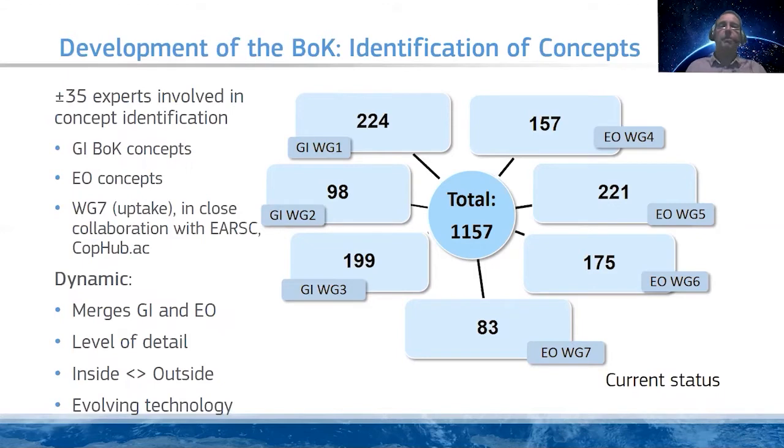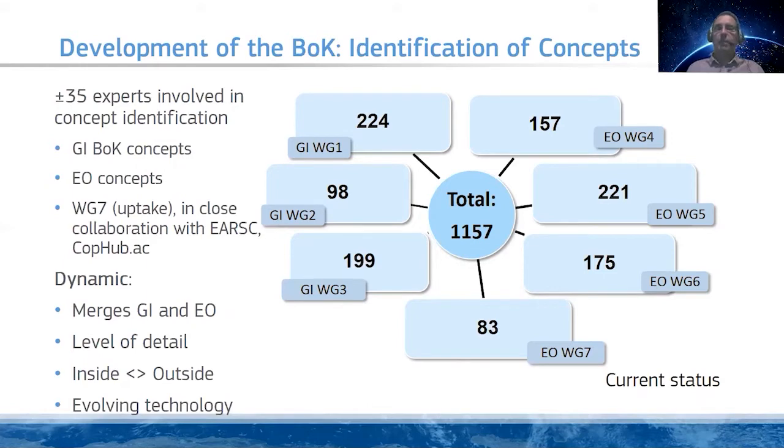Now, in the work itself, the first step was the identification of concepts. In this first phase, there were about 35 experts involved. For the GI part, we started from the concepts which were present in the GI body of knowledge. These concepts were assessed. We looked at which ones are deprecated, which ones are missing, but also for the others, we did an assessment about what work is to be done on these concepts to finalize them and to get a final approved version of them.